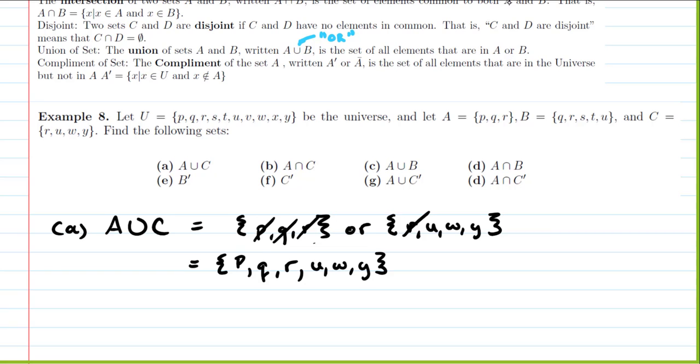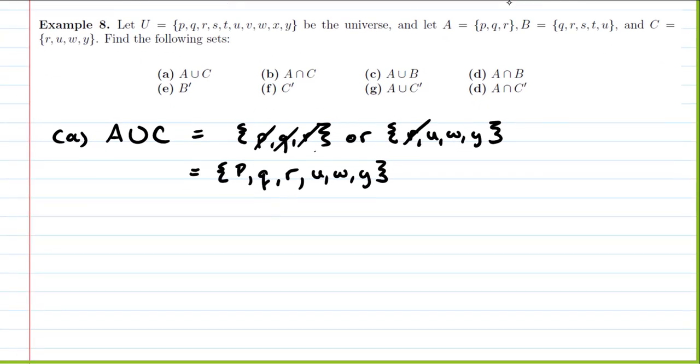But with sets, we never repeat elements, and the order that we write them in doesn't matter. So if I would have written Y, W, U, R, Q, P, that would also be a correct answer, because the order we write things in doesn't matter.